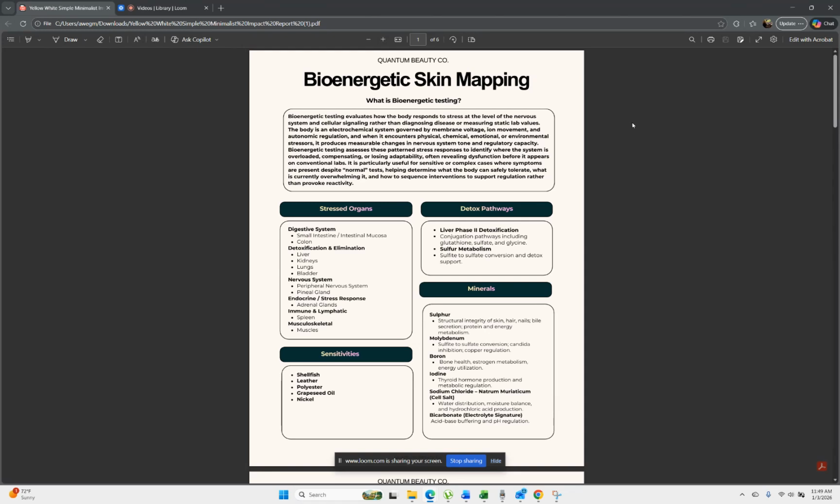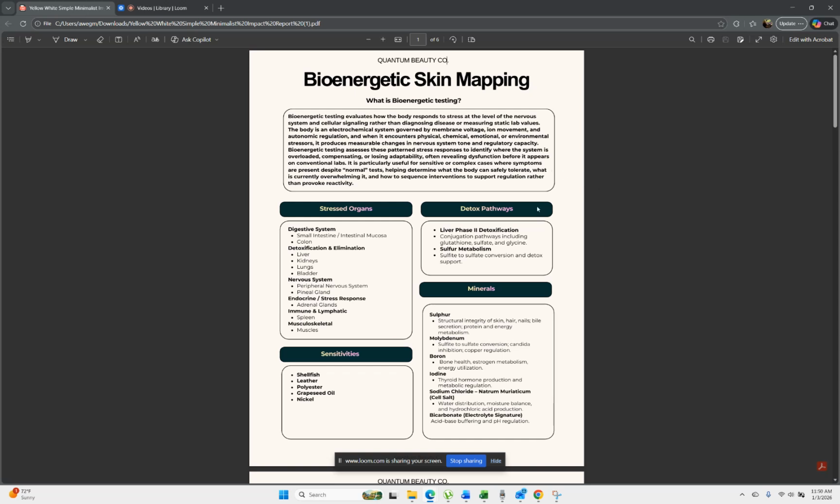But I want to get into the scan now. So this is my template for the scan results. If you all are familiar with bioenergetic testing at all, you know that I get back the raw data, which is usually in no particular order, and I have to make sense of it. So I've created this PDF that everyone's will say something different. Obviously, the results are going to look different depending on your skin issue and what's coming up for you specifically, but it'll have very similar categories.